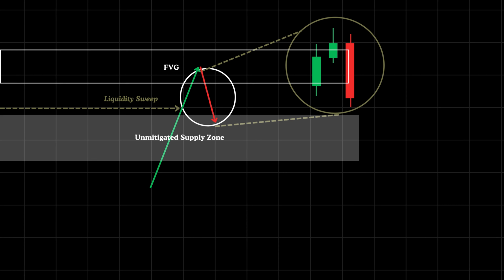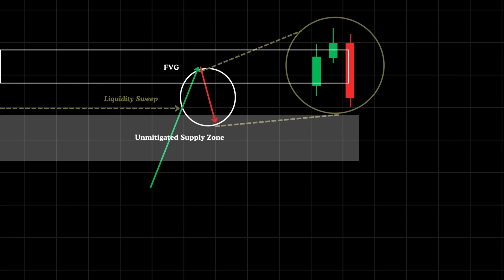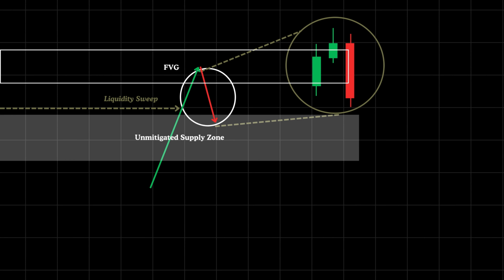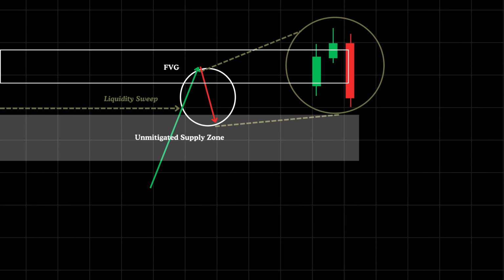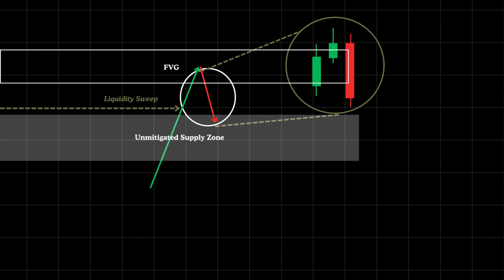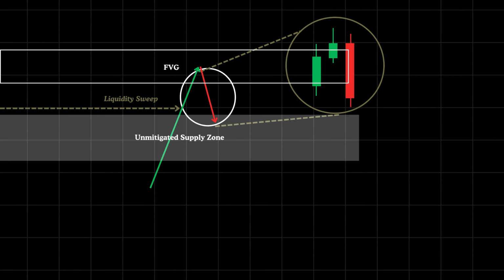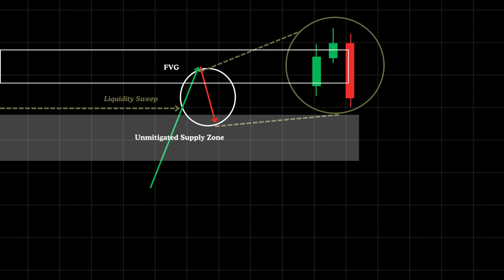Now, if you're wondering about the psychology behind this setup, here's the key insight. When a liquidity sweep occurs alongside fair value gap mitigation, it signals that the market has cleared out most of the buy-side liquidity, whether that's stop-loss clusters or liquidity voids from unfilled imbalances. Once that's done, there's nothing left to grab on the buy side, meaning the market is free to dive towards sell-side liquidity, continuing in alignment with the dominant trend.